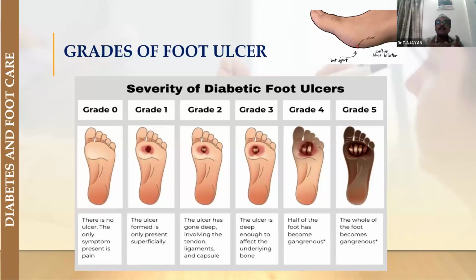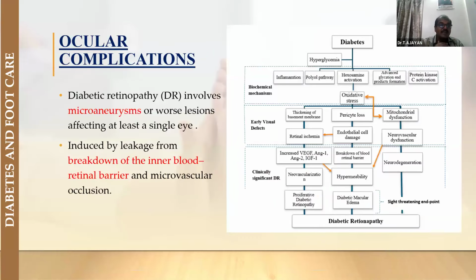Pressure points are the common site for developing the diabetic foot ulcer. We have discussed that later. Then another complication is the ocular complication. Everybody knows diabetic retinopathy. The first complications are diabetic nephropathy, retinopathy, neuropathy. Out of the major complications, another is diabetic retinopathy, where it will produce a microaneurysm.